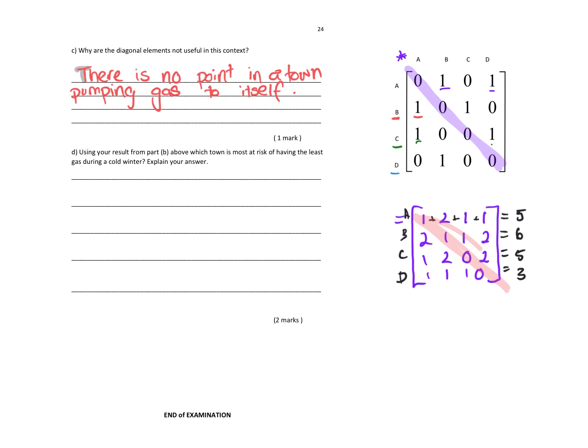All right, it says, using your results from B, which town is most at risk of having the least gas during the winter, and explain. So I'm going to go with D, because even in a 2-step situation, where it's going to push to one town and then on to D, it still has the lowest number of options. So town D is where it would be a minimum. So you're going to say town D, as it only gets gas from 3 other towns.